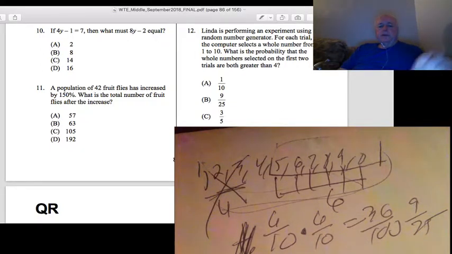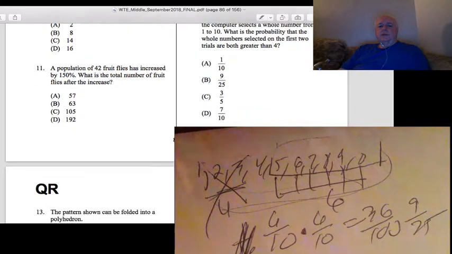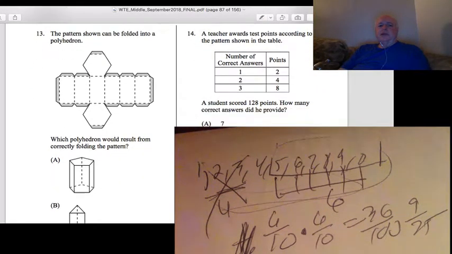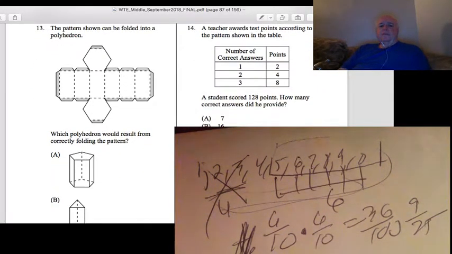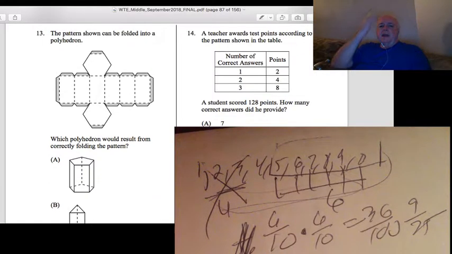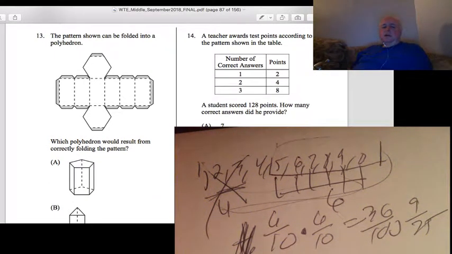All right, so that one's pretty simple once you know the technique. 13, you will not see on the SHSAT. So it says the pattern can be folded into a polyhedron. Which of these results from that?